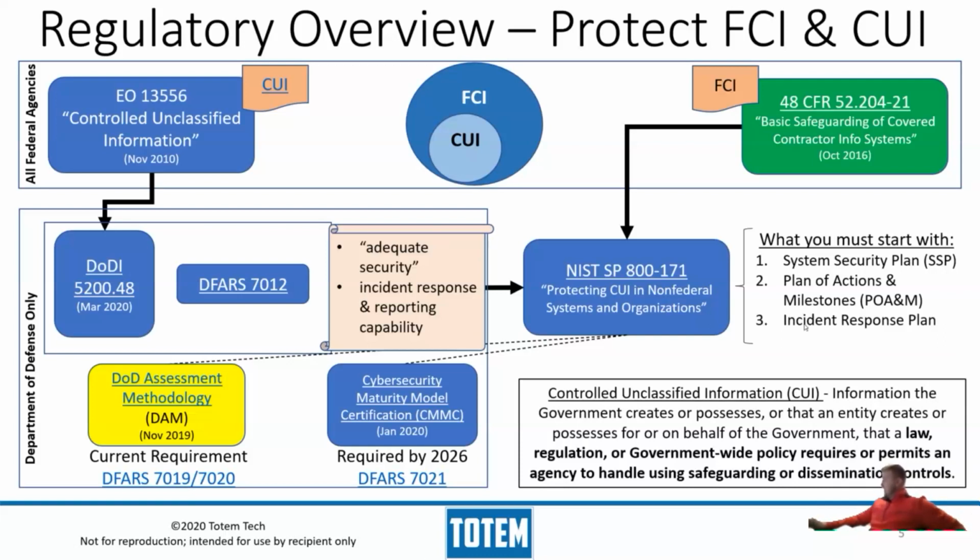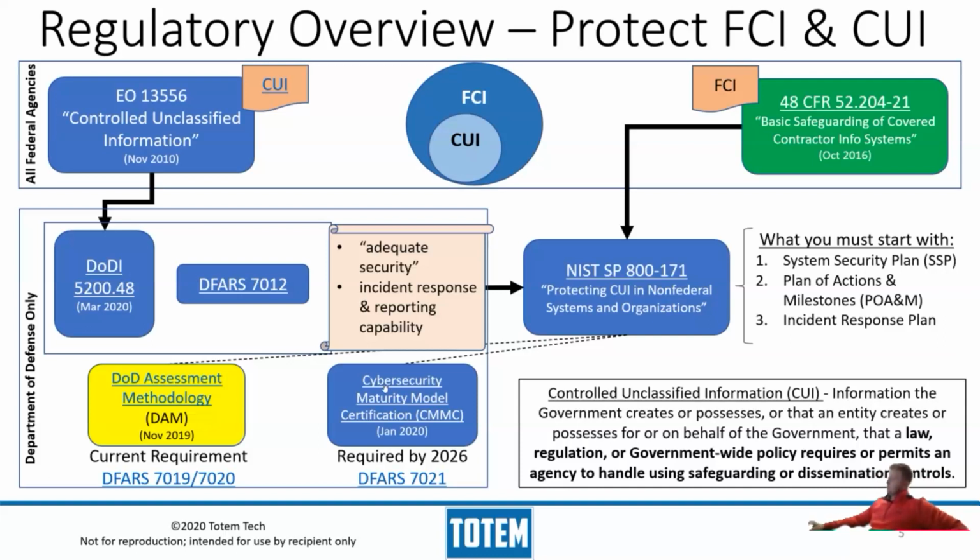And then the last thing that you'll need is an incident response plan. So you have to have the capability to report to the government if anything was to happen and your system was to be breached. You'll see down here, we talked a little bit about this earlier. In November 2019, the DoD came out with their assessment methodology. This is the methodology in which we score ourselves through a self-assessment, and this is the score that we'll put into the SPRS system.